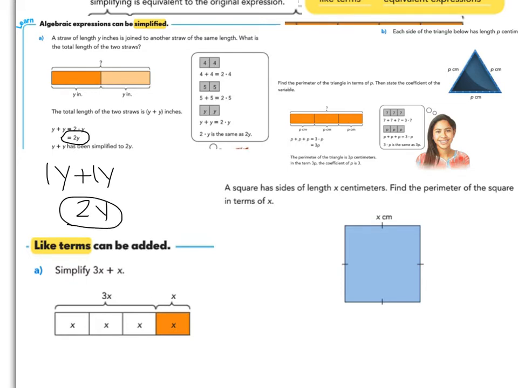Now we don't know how long that is. We just know that there are two of them. Just like in this box here, 4 plus 4, we have two groups of 4. 5 plus 5, we have two groups of 5. y plus y, we have two groups of y.